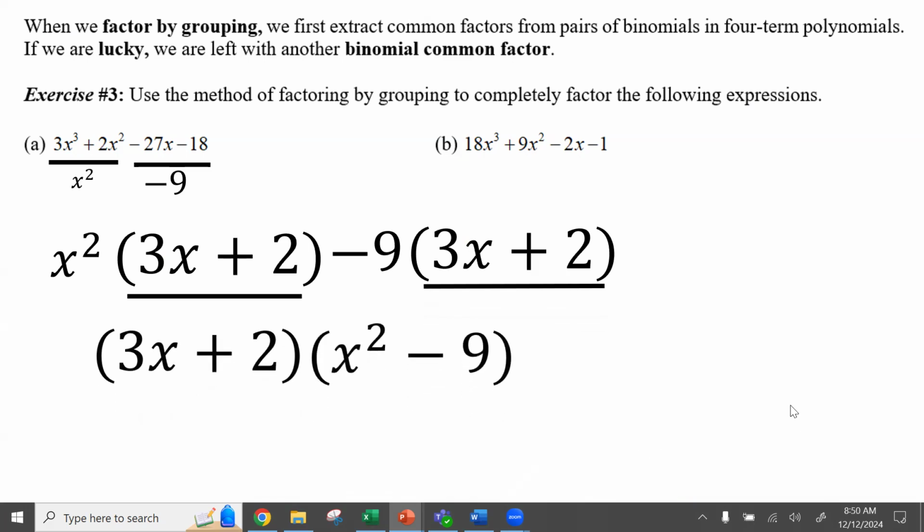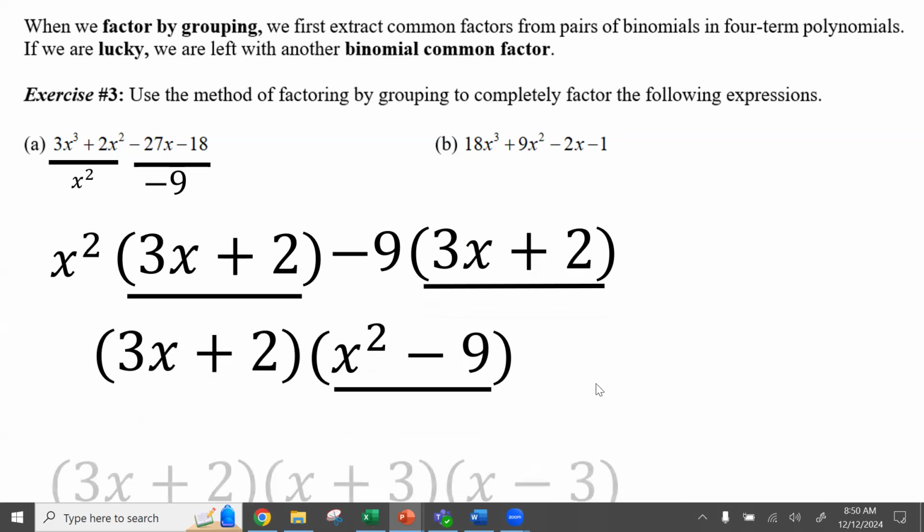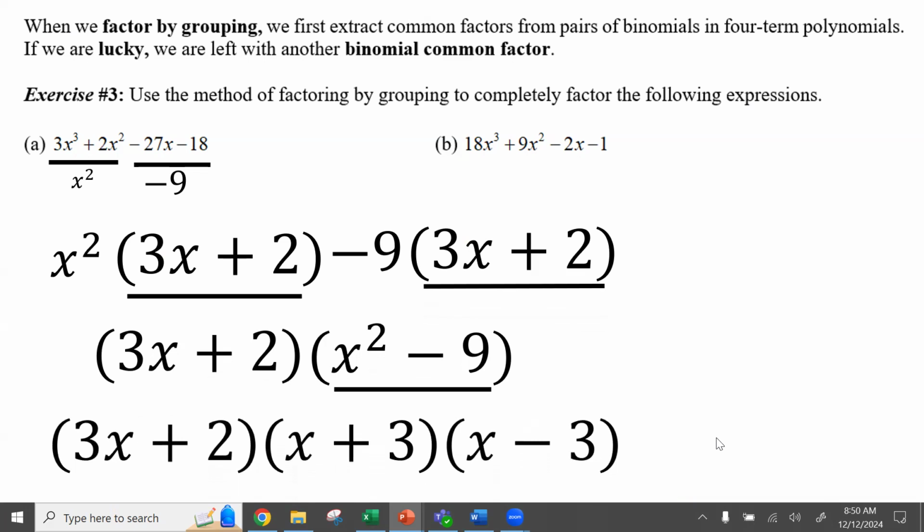Now, that is factoring by grouping. But is there anything else I can do? Do you guys remember yesterday's lesson about difference of perfect squares? Boom. Oh, look, that's a difference of perfect squares, so that becomes x plus 3, x minus 3. Done.